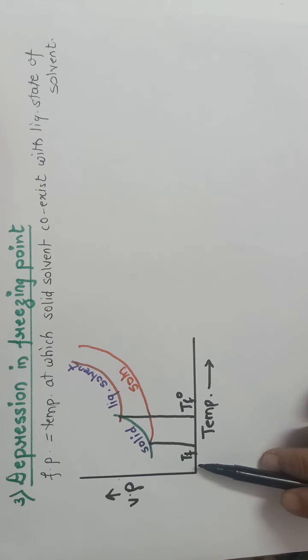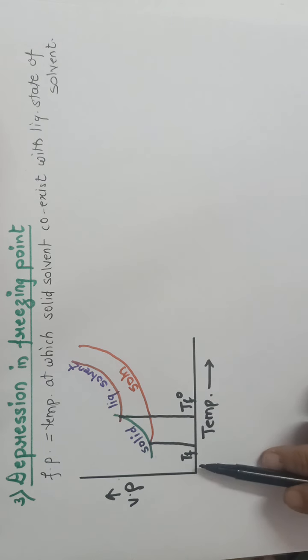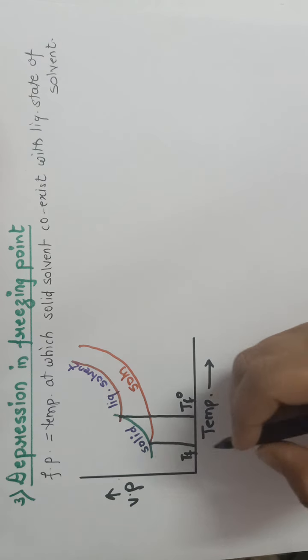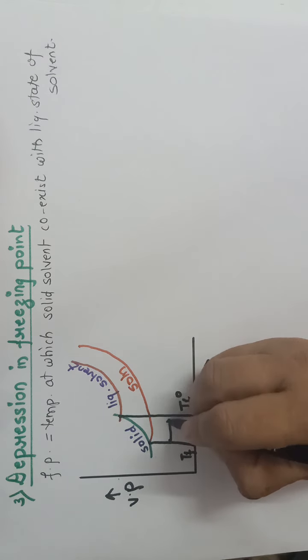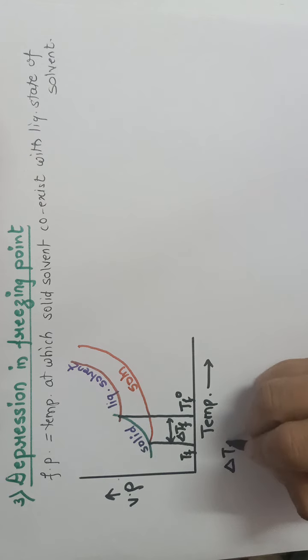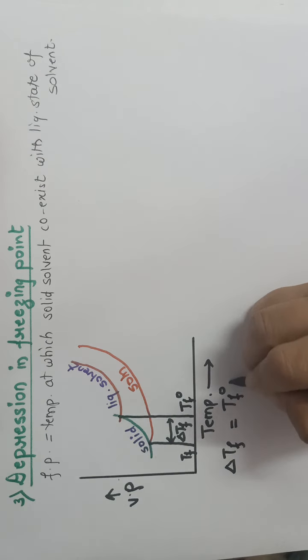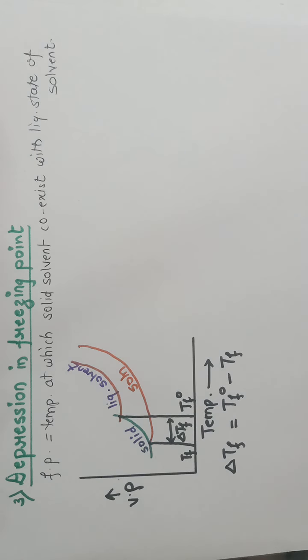Now from the graph, as you can see, the freezing point of the pure solvent is greater than that of the solution, and the difference between these two will be called del TF. So we can calculate del TF as TF0 minus TF.